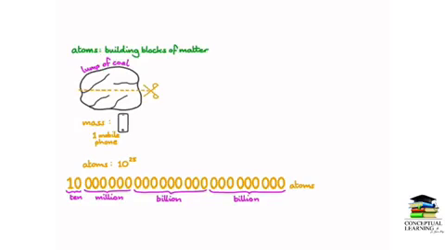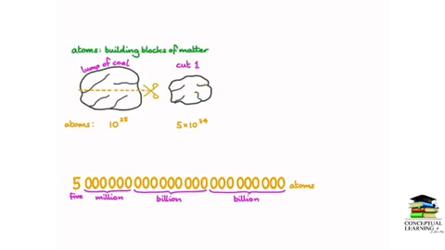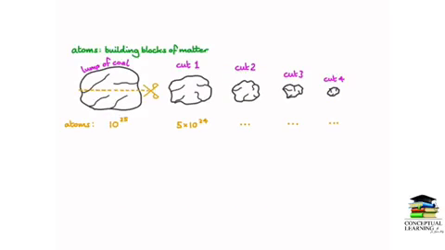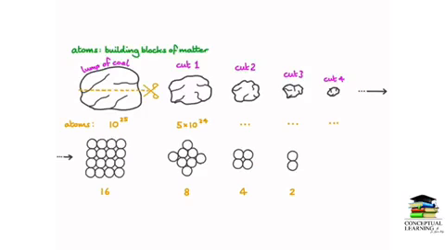Now let's imagine we're going to cut the lump of coal into 2 equal pieces. Each piece would still contain an astronomical 5 million billion atoms. So you cut, and you cut, and you keep cutting. If you had the most amazing equipment on Earth, you'd eventually have 2 atoms. And with one final cut, you'd have a single atom.